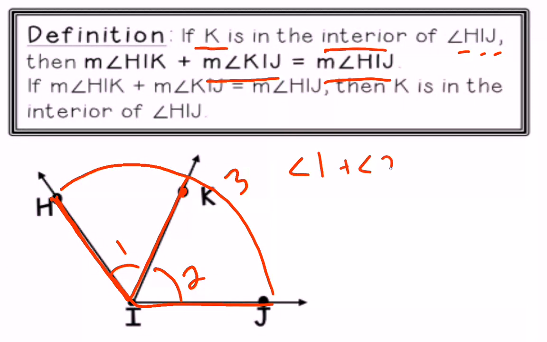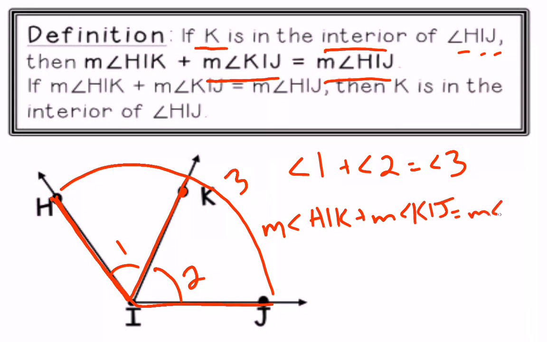Angle 1 plus angle 2 equals angle 3, and then also how they gave it to me originally. And this M, if we haven't talked about it yet, M means the measure, so the measure of angle HIK plus the measure of angle KIJ equals the measure of HIJ. Or you can think of it as the small angle plus the small angle equals the big angle.